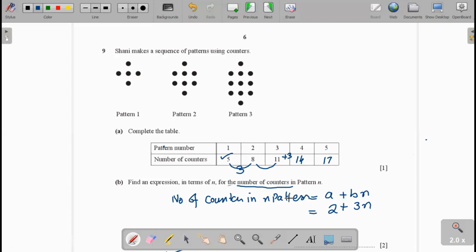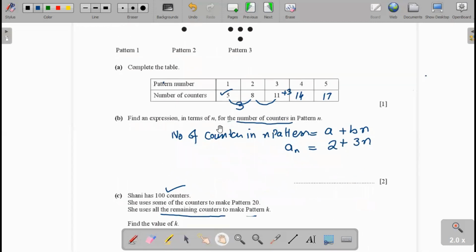From this sequence, we can obtain the number of counters in any pattern. The number of counters in pattern n will be 2 plus 3n, and this is the nth term value. This is the formula in terms of n, and we write it here: 2 plus 3n. This is the formula. Now we go to part C.